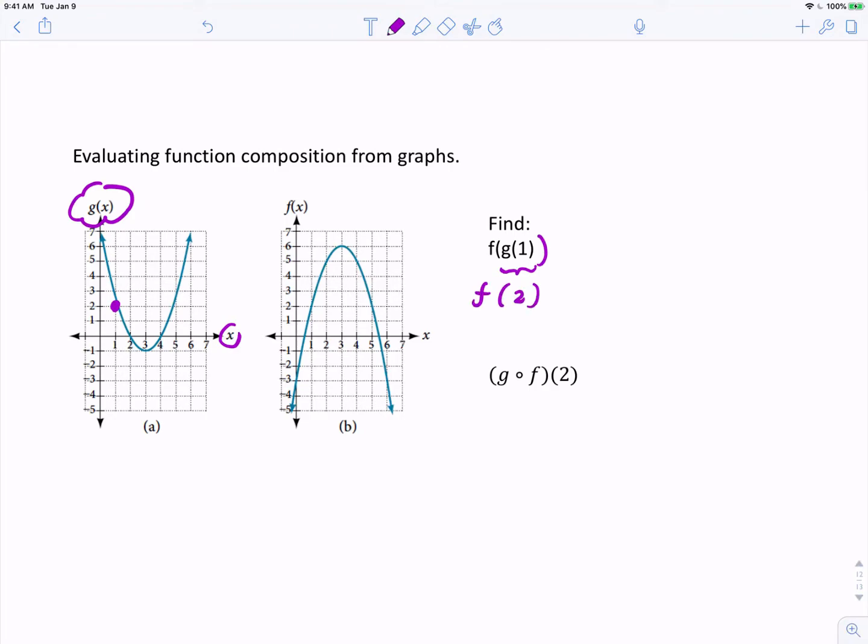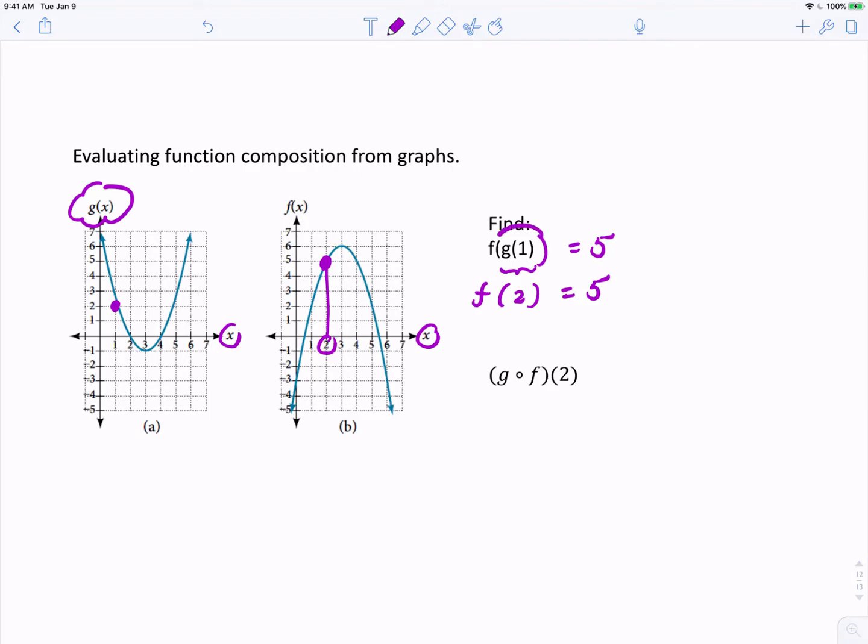And now we're going to go over to function f and say when x is equal to 2, let's find the function value. So when x is equal to 2, our function value is 5. So f of g of 1 is 5. We'll do that one more time.